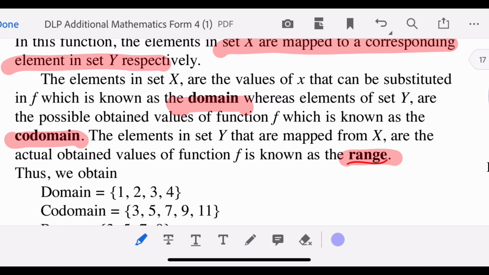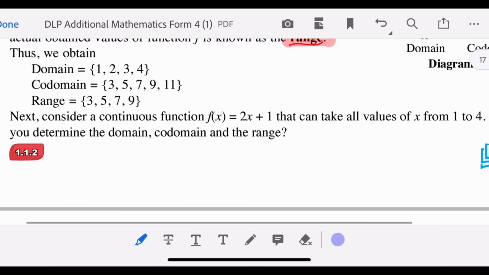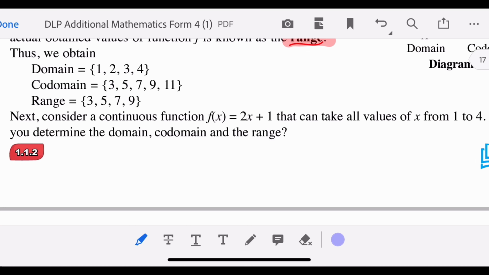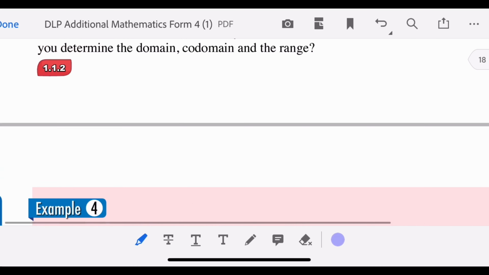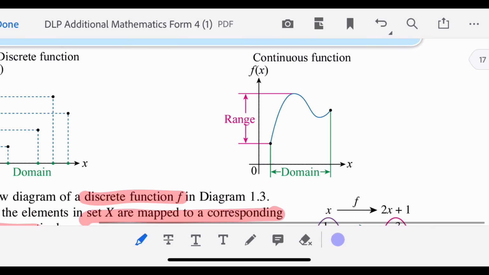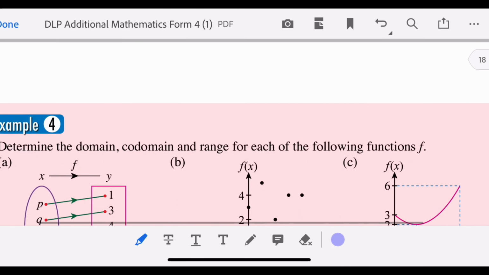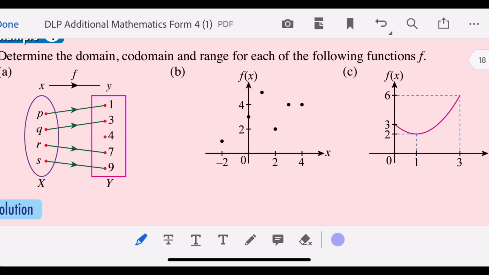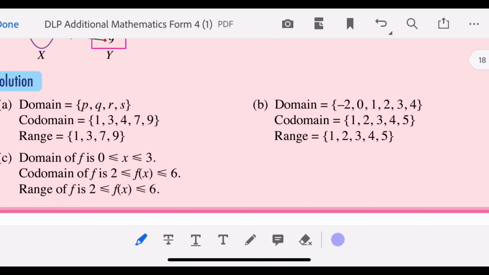So again I say range. Now you see the domain is 1, 2, 3, 4, and the codomain is 3, 5, 7, 9, 11, and the range are the ones mapped with the object: 3, 5, 7, 9. Next, consider a continuous one. Let's see the continuous function. Discrete and continuous functions have different ranges. So now you're asked to determine the domain, codomain, and range of the discrete function and continuous function.